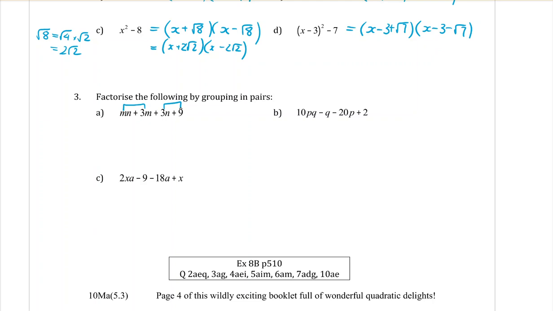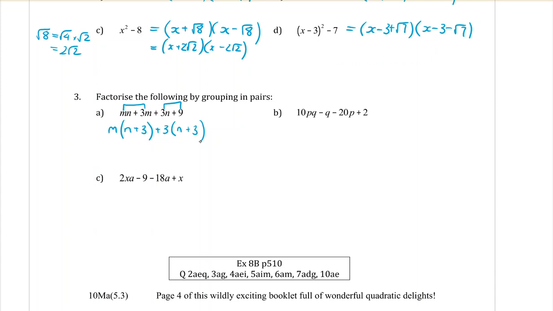So the first 2 terms, just looking at the mn and the 3m, there's a common factor of m. So let's bring the m out the front, open bracket, and that would leave an n plus 3 inside, just for the first 2 terms. Now I'm going to look at the third and the fourth term. What can I take out of both of them? 3. A positive 3, so plus 3, open bracket, and put the leftovers inside. So that's going to be an n plus 3 inside of that.